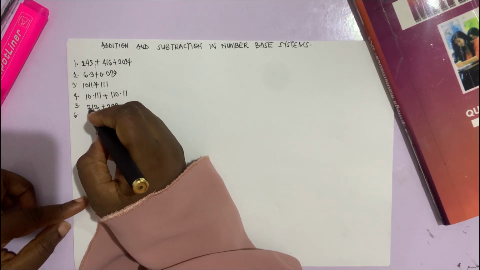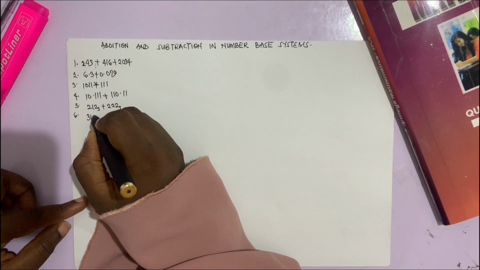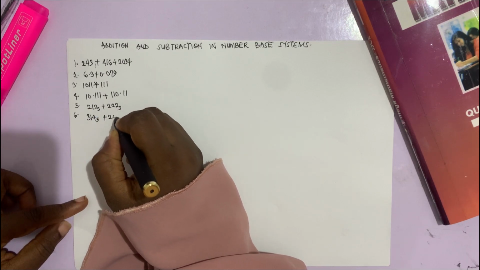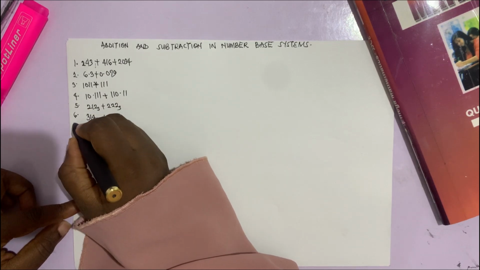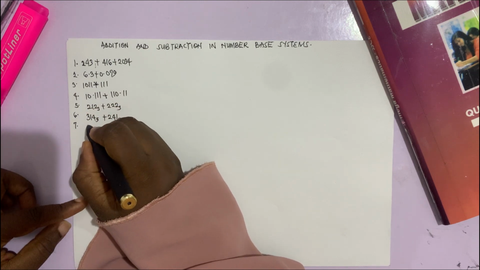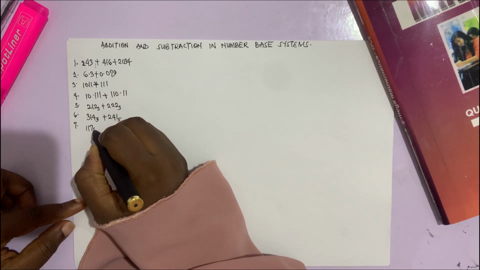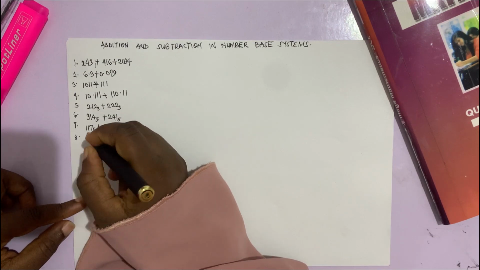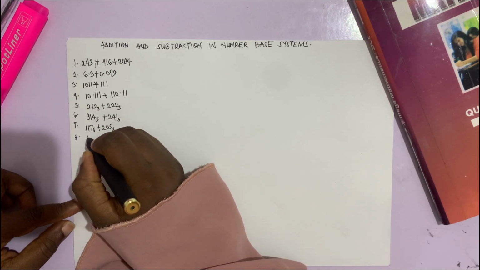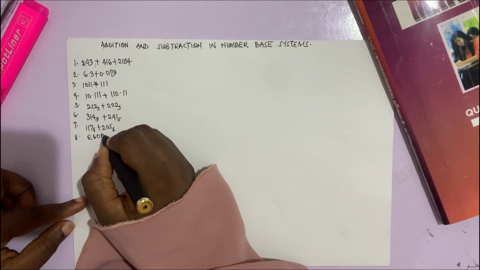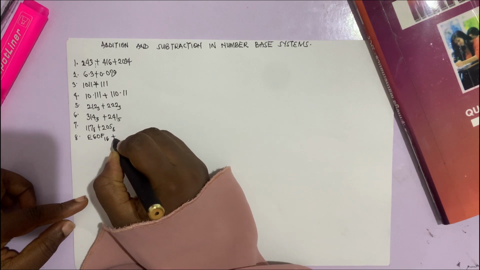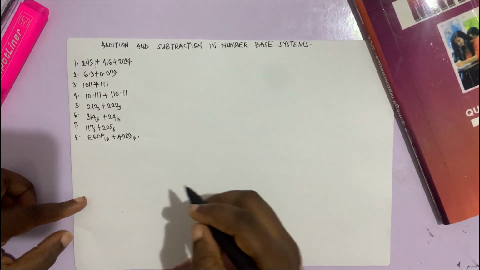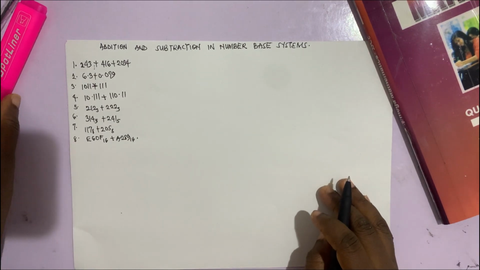Question 6, 314 base 5 plus 241 base 5 is 27. 117 base 8 plus 205 base 8 plus 8E60F base 16 plus E289 base 16. So let's get to solving the questions.